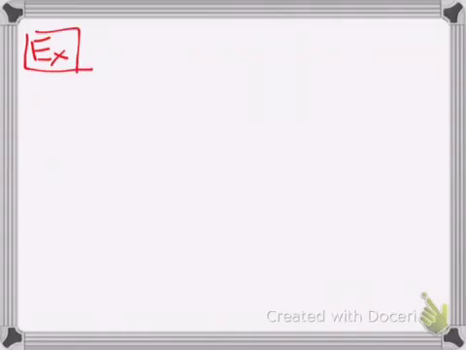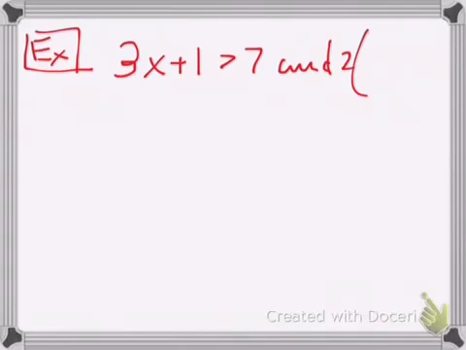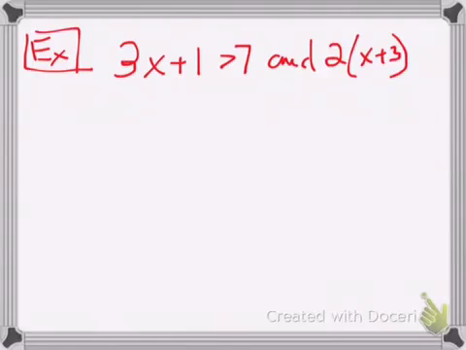Next example is, let's go with 3x + 1 is greater than 7, and 2 times (x + 3) is less than negative 4.